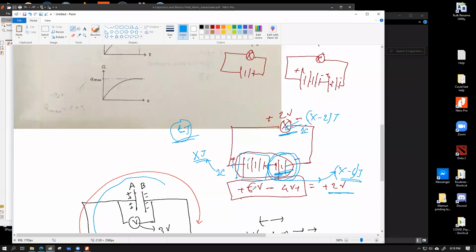That's the basic idea of a 6 volt battery: for every coulomb of charge that it makes flow to the external circuit, every coulomb is going to bear 6 joule of energy to the external circuit, and they are going to eventually come back to the battery, losing 6 joule of energy. That's what it means.